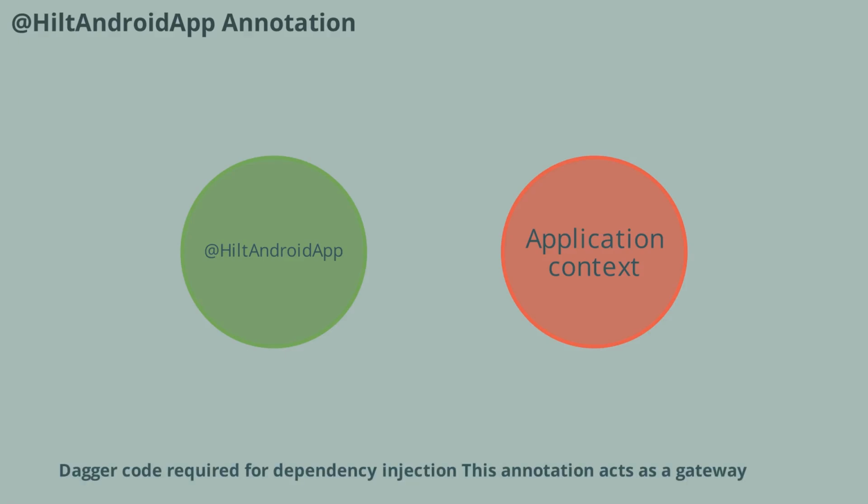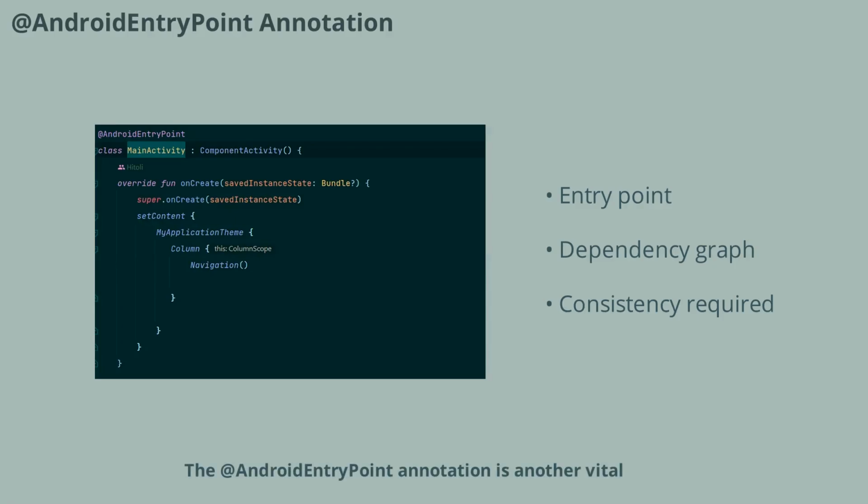This annotation acts as a gateway, allowing other annotations to access the application context seamlessly. Android entry point annotation is another vital element in Dagger Hilt's integration process. It is placed on top of the main activity in your Android app, indicating the entry point for dependency injections. By applying this annotation, you inform Dagger Hilt about the class where dependencies need to be injected.